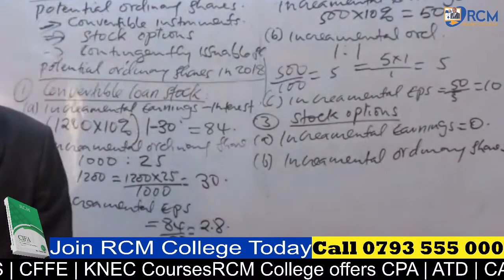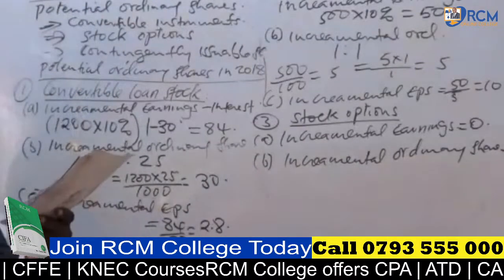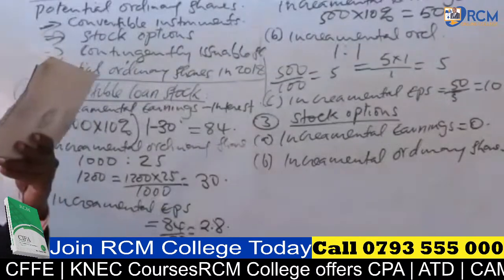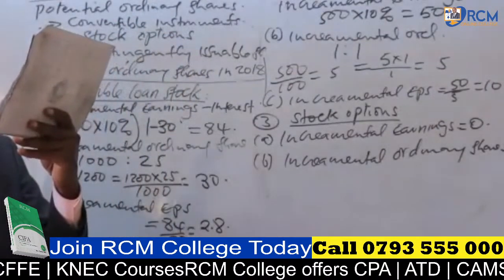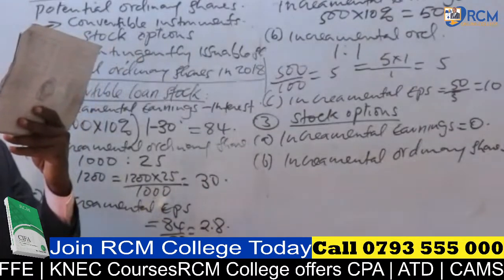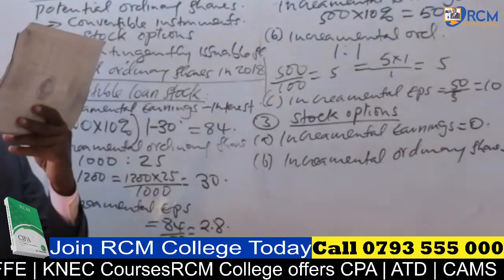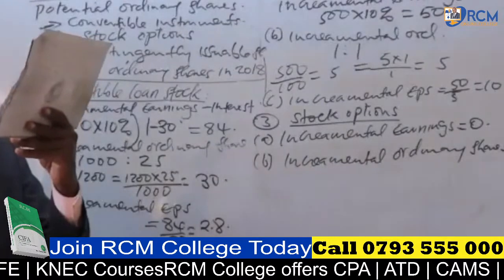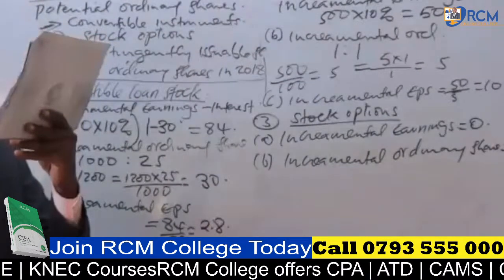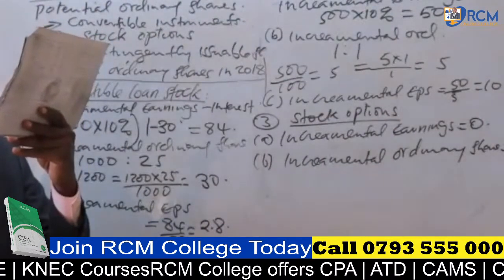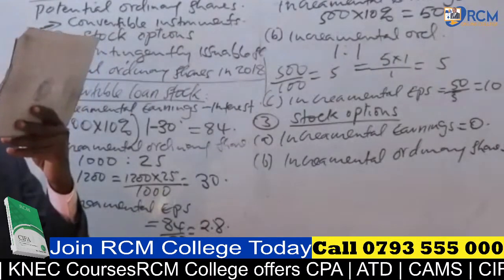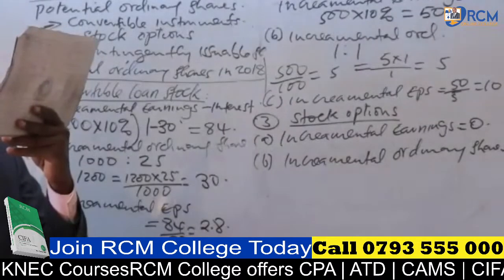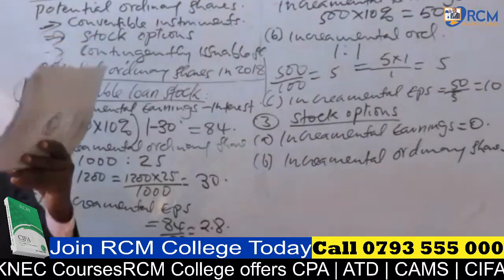Remember, in that note, let's read the note together. Meanwhile, on 1st April 2018, the company granted its employees the option to buy 4 million ordinary shares at a strike price of 120 per share. No employee had exercised their right by 1st December 2018. The average market price of the ordinary share during the year 2018 was 125.